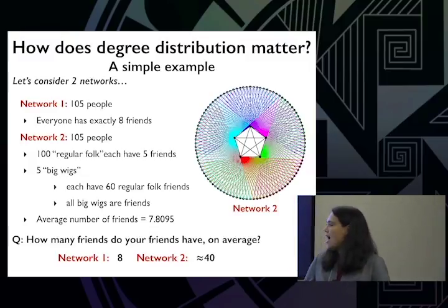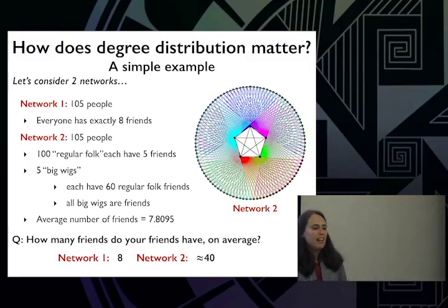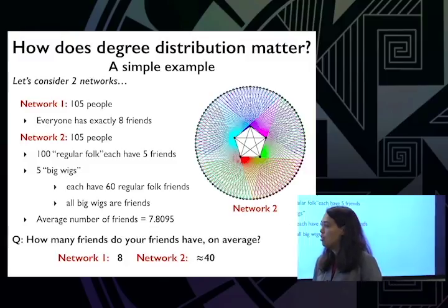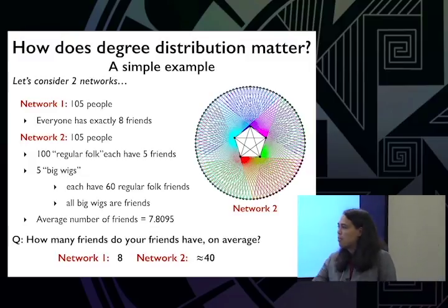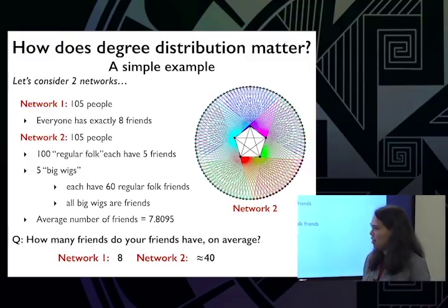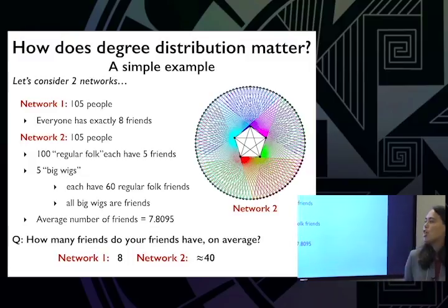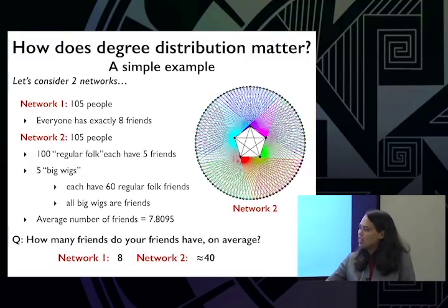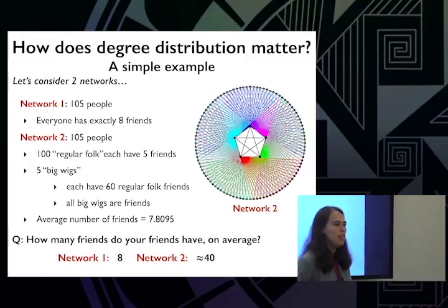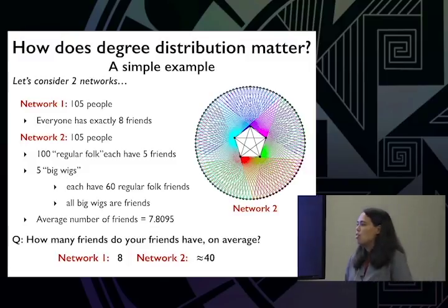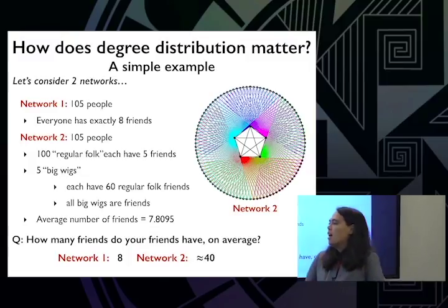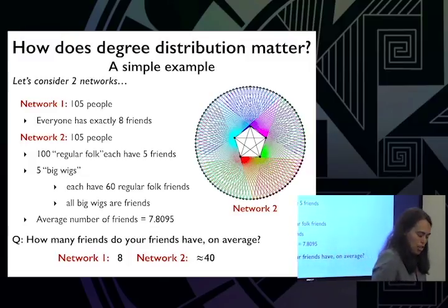So here, I have this uniform degree distribution in network 1. Everyone has the same number of friends. But I have this 2-class degree distribution in network 2. Most of the system is regular folks that have 5 friends, but then I have these 5 bigwigs who have 60 regular friends. The average number of friends in network 2 is just under 8, so similar to network 1. So the averages are the same, but there are other features that are going to be really different. For instance, we can ask, how many friends do your friends have on average?